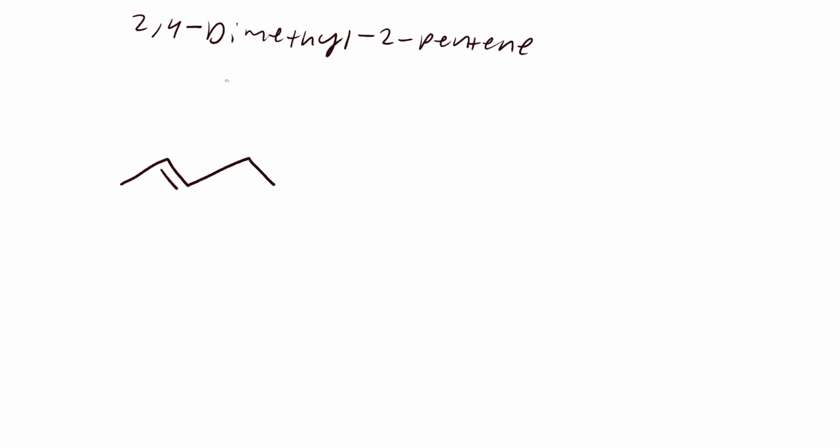And then we have dimethyl. So I know I have 2 methyl groups in this molecule. Where are they? Oh, they're on 2 and 4. Okay, so 1, 2. We have a methyl group. 3, 4. Another methyl group. And that would be a 2,4-dimethyl-2-pentene.